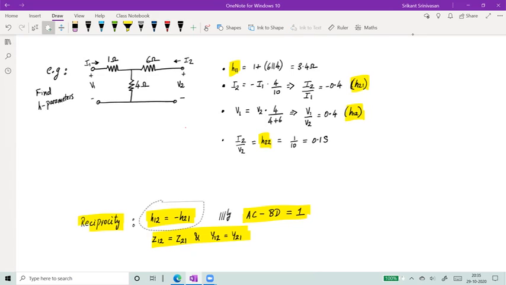So that's the condition for reciprocity using H parameters. Why is this the case? You remember what the reciprocity theorem is? If I apply some voltage V1 and I measure current I2 at the output side, this has to be short circuited, remember. This has to be short circuited.